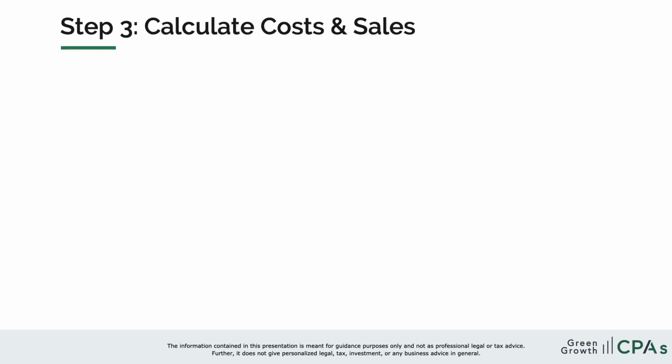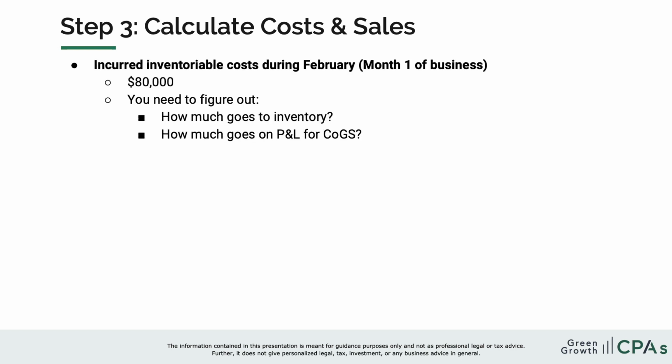Now, step 3, calculating costs and sales. After you understand and identify which costs are inventoriable and your equivalent units of measure, we need to figure out what are the total costs. So from step 1, you incurred all of those inventoriable costs for a particular month, say for the month of February. And that came out to, say, $80,000.